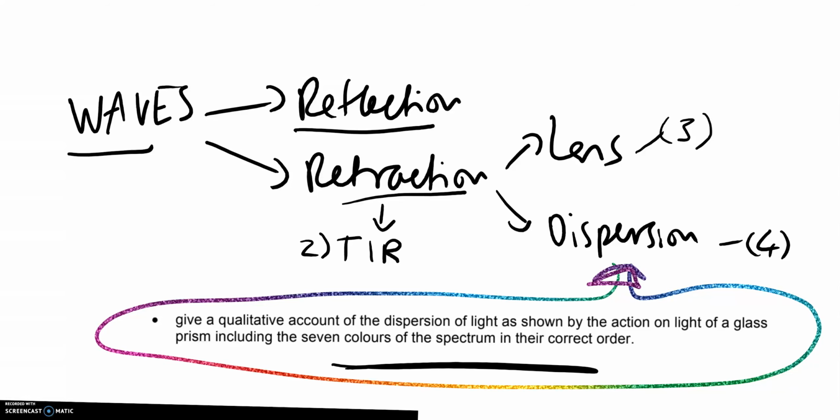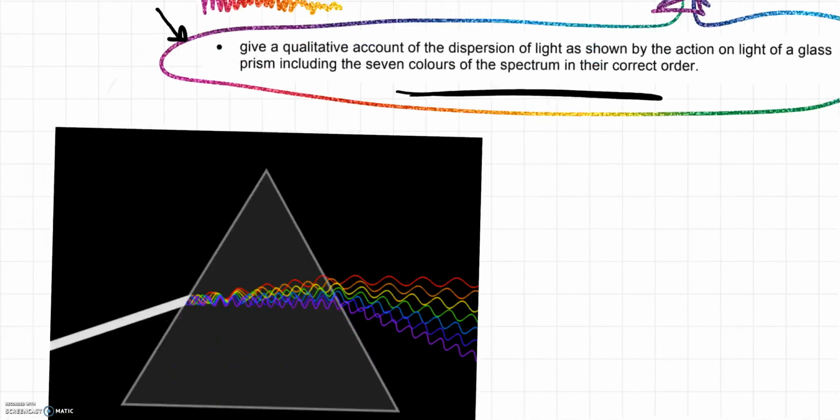So you need to give a qualitative account of the dispersion of light by the action of a glass prism, including the 7 colours of the spectrum. And you may even notice this cool coloured pen I've used has something to do with that. In fact, there it is. That's got something to do with the visible spectrum, which we'll find out about. So, what do you need to know?